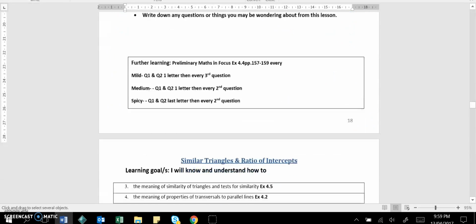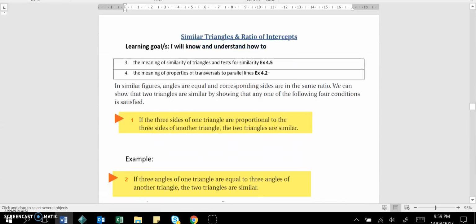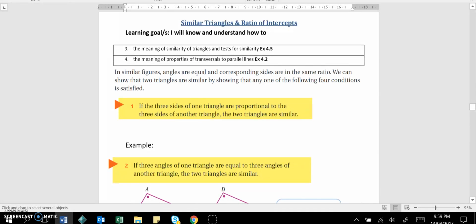But we need to move on to this section of work on similar triangles and ratio of intercepts. So the similar triangles stuff you should know. So you should know the tests and what it means for triangles to be similar. Also properties of transversals with parallel lines, and ratios of intercept. This is kind of a new concept in this course that you probably haven't done before, so that's a new little bit.